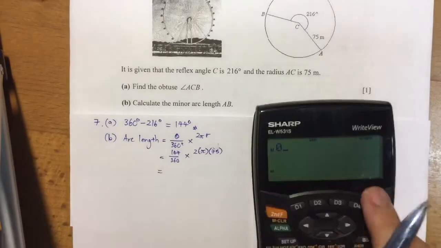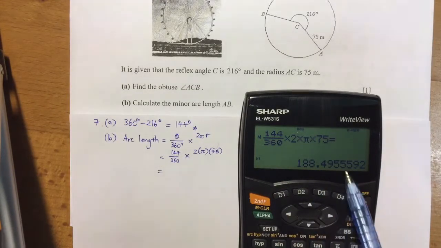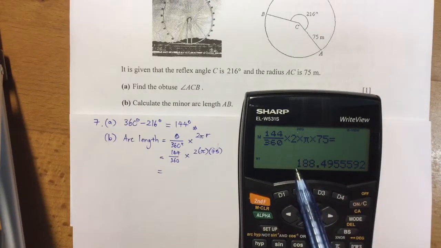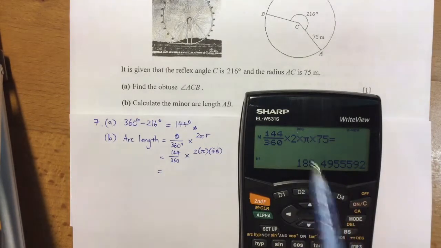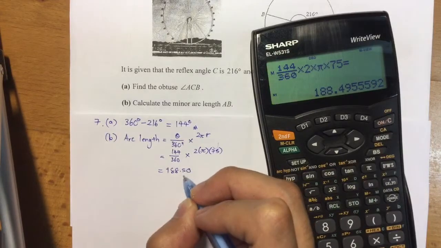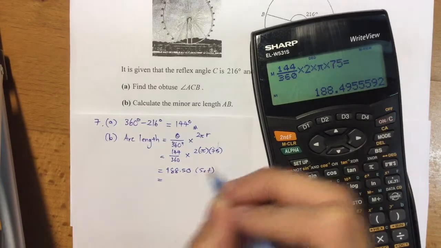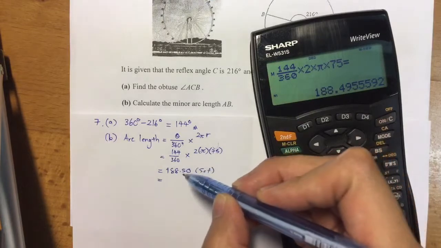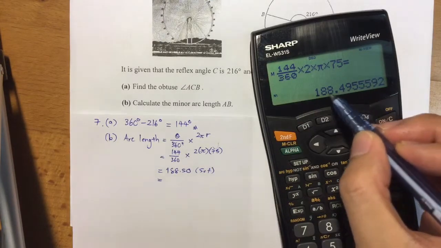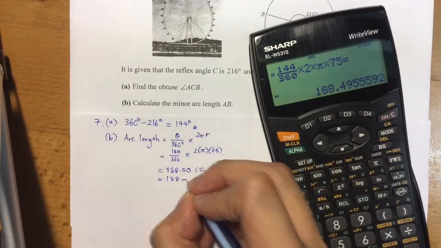If I press that into my calculator very quickly, 144 over 360 multiplied by 2 times pi times the radius of 75, I get 188.495592. It's not an accurate answer, so I'll round it off to 5SF first before putting it to 3SF. So 5SF is 188.50. Then for the final answer, the 3SF, I take this number and round it off. I don't take this one. I look at the number 4, which doesn't change the 8. So the final answer is 188 meters to 3SF.